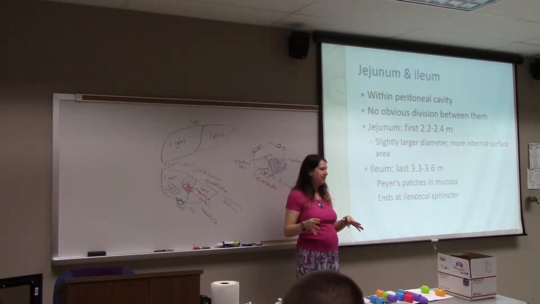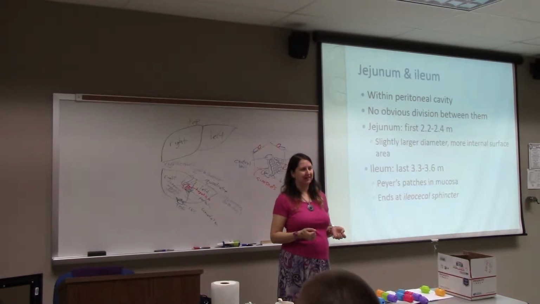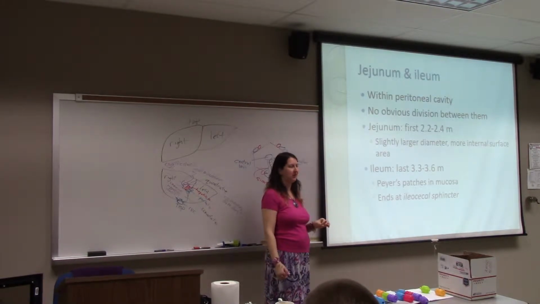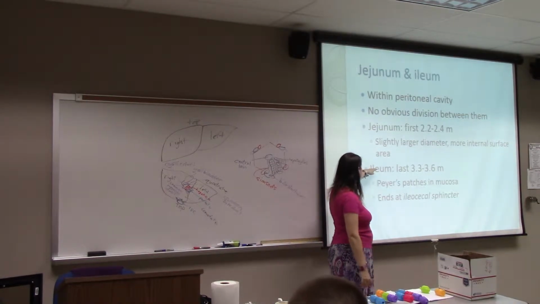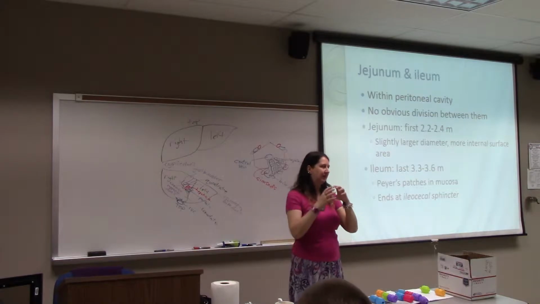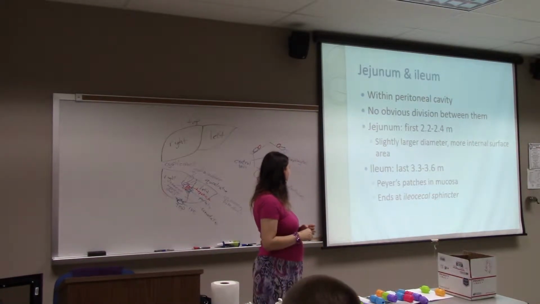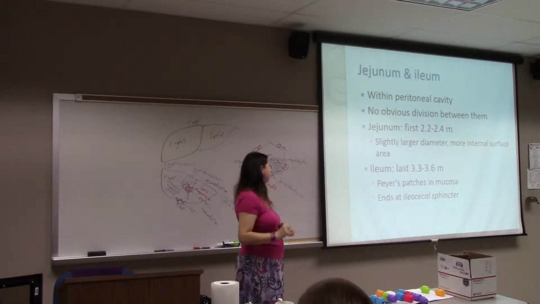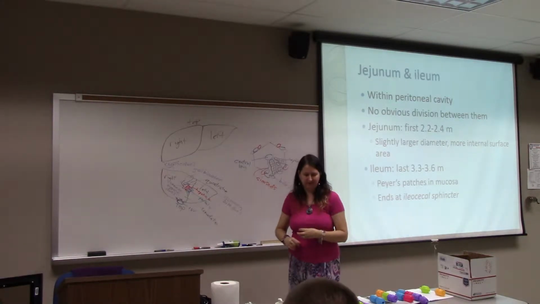Now, for those who don't think in metric, a 6-foot tall man is 1.8 meters. So your intestines are several times longer than you are tall. What distinguishes the ileum is that it has Peyer's patches in the mucosa, lymphatic nodules. And you'll see those as purple clusters on the slides, and they're in the lamina propria. The end of the ileum is the ileocecal sphincter.